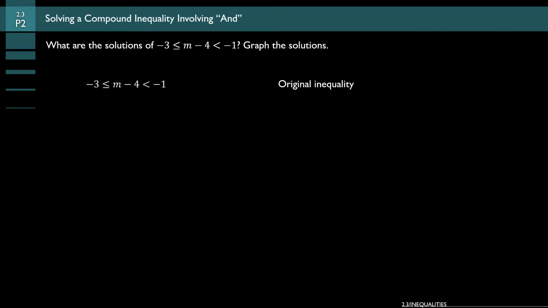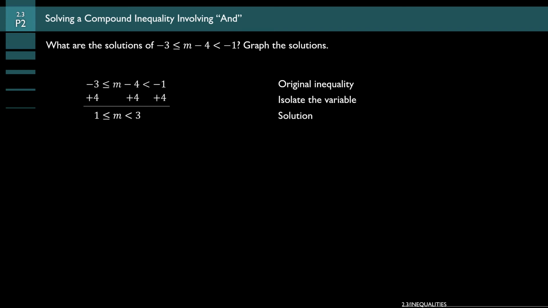And as always, no difference here, we're going to isolate the variable. Now the variable happens to be in the center of this problem. So 4 is being subtracted from m, so we want to add 4 to every section of this inequality. So we're going to add 4 to negative 3, we're going to add 4 to m minus 4, and we're going to add 4 to negative 1. When we do that, we end up with 1 is less than or equal to m is less than 3.